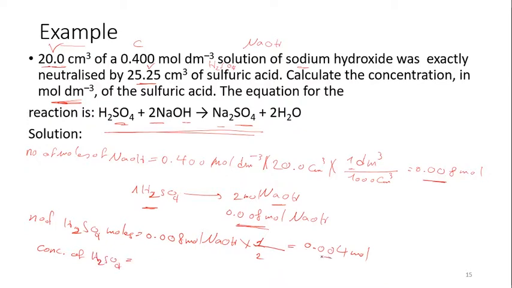So the concentration will be equal to the number of moles divided by the volume, and I have to remember to convert my volume. So 0.004 moles divided by 25.25 cubic centimeter multiplied by 1000 cubic centimeter divided by 1 cubic decimeter, and this will be equal to 0.317 mole per cubic decimeter.